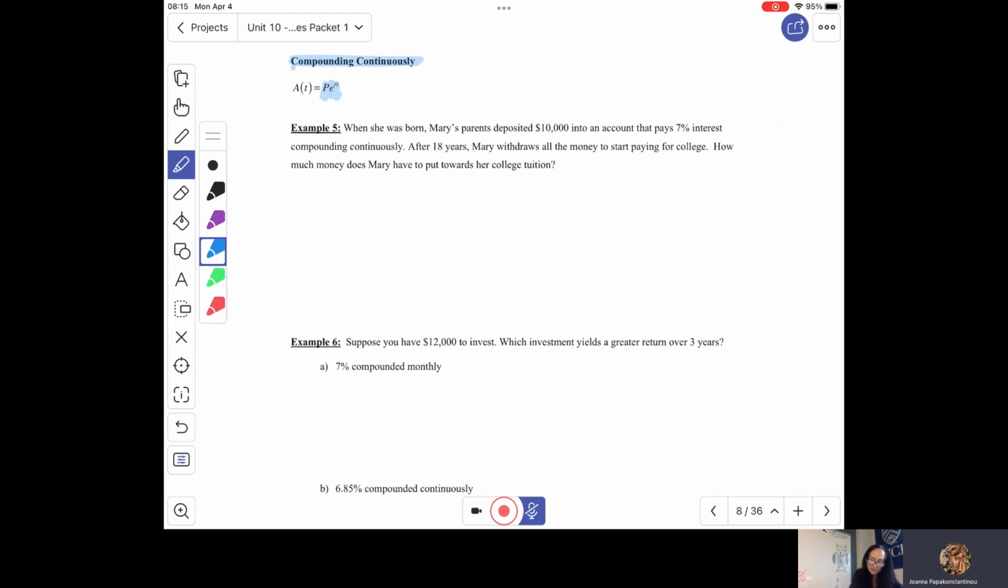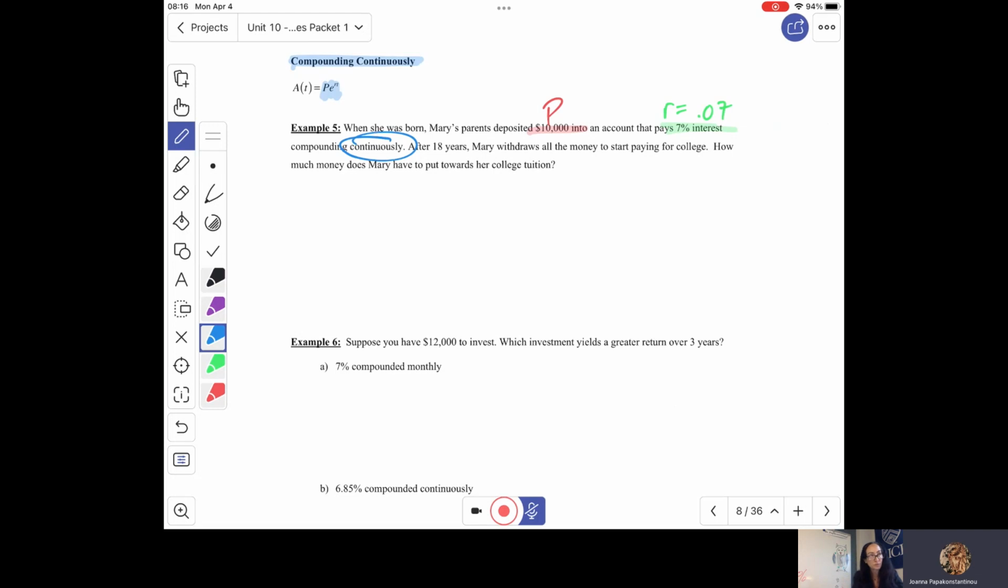Now, when she was born, Mary's parents deposited $10,000 into an account. What does that $10,000 represent? Our principal, our initial amount, P. An account that pays 7% interest. What does that represent? Rate. And as a decimal, that would be what? 0.07. And it's compounded continuously. So that implies e.